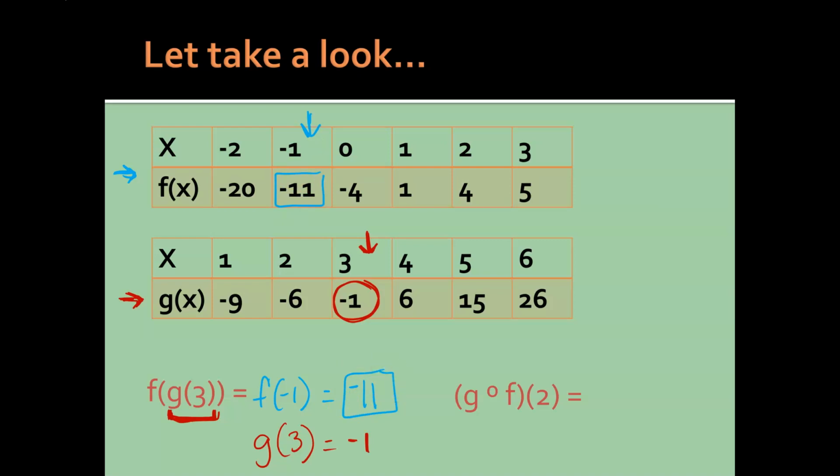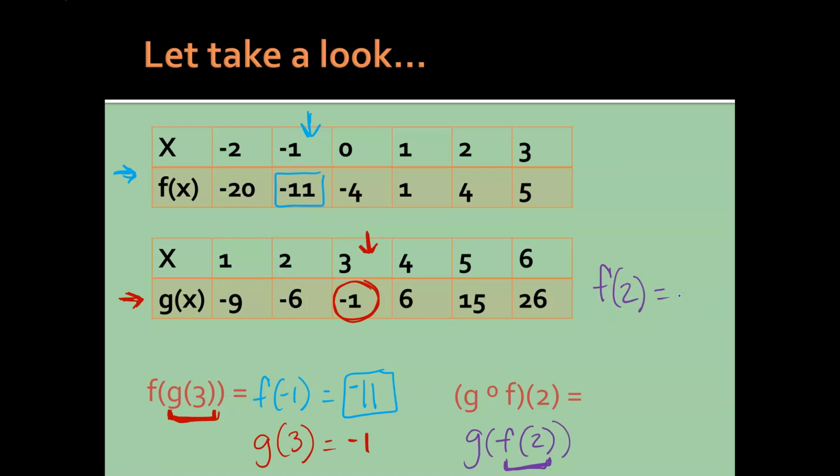Over here we're going to look at the other format, the format I don't like, but we still look at it. Remember I told you just to replace the composition notation with parentheses. So this is really asking for g of f of 2. We need to find the inside function, and the inside function is f of 2. So I need to figure out what f of 2 is.